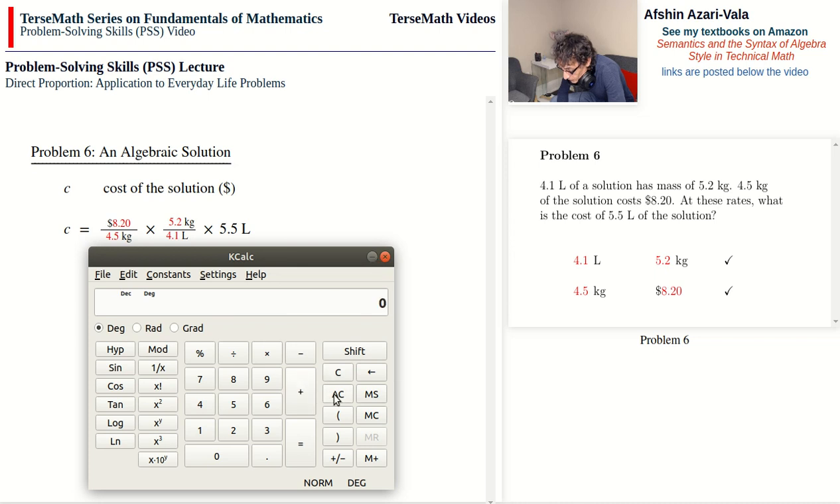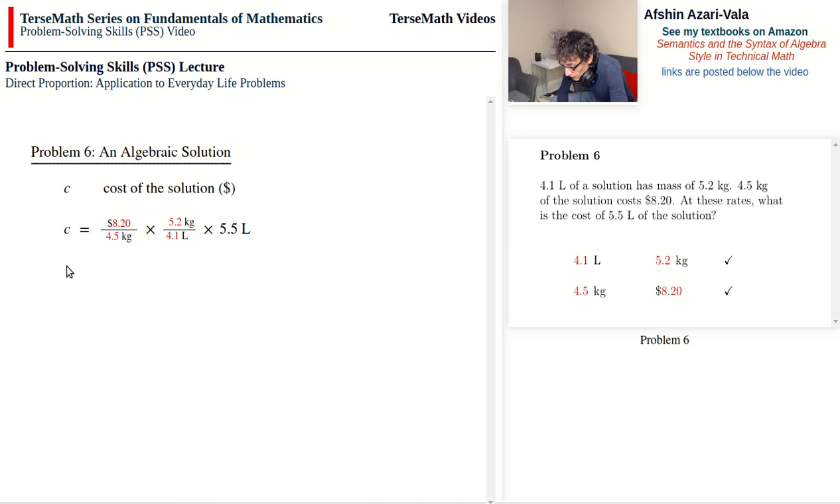Okay, let me clear this. Now that's what you would do, and you would write down C equals $12.71. If you, however, wanted to explain to yourself how it is that this setup works, then you would have to perform the division here and perform the division here. The first one would tell you how many dollars per kilogram. The second one would tell you how many kilograms per liter. And we would arrive at $1.82 per kilogram, 1.27 kilograms per liter, and then 5.5 liters.